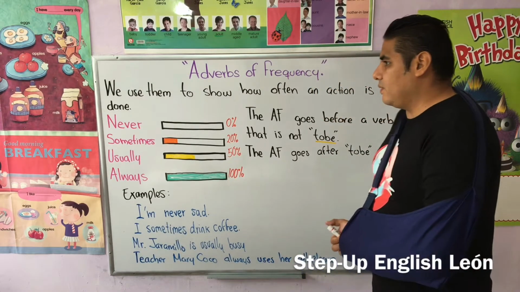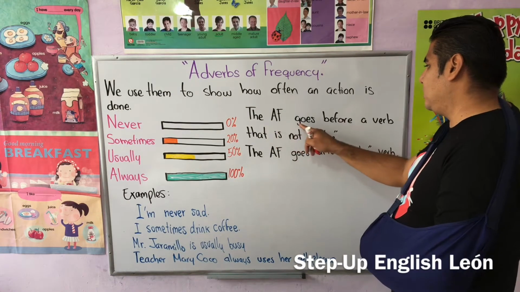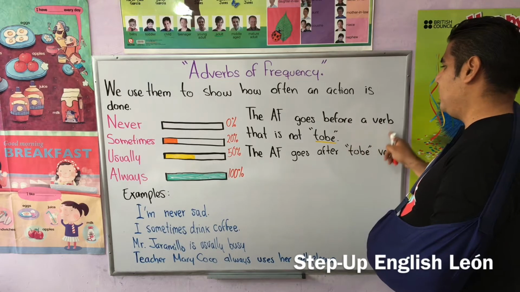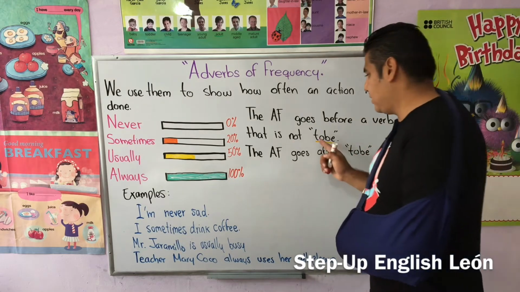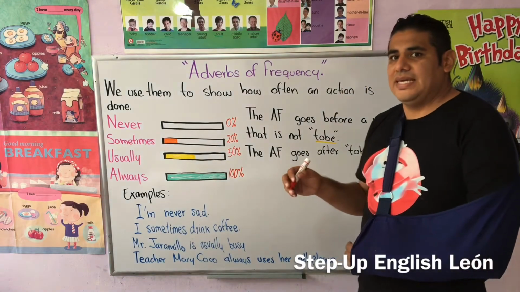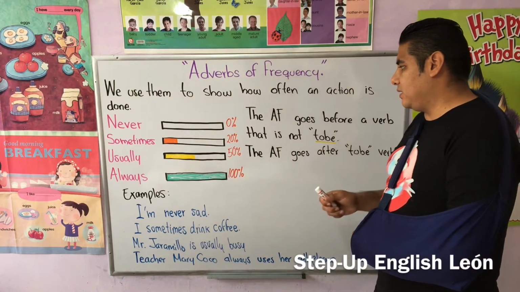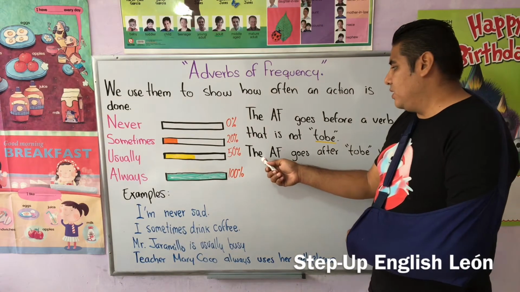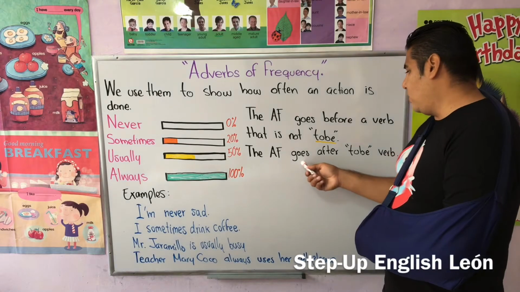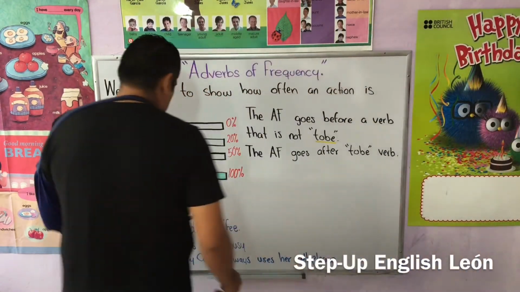Okay, we have two rules. The adverbs of frequency go before a verb that is not to be. A verb that is not to be is going to be after the adverb of frequency. In the other rule, we're going to see that the adverb of frequency goes after the to be verb. Let's see these examples.